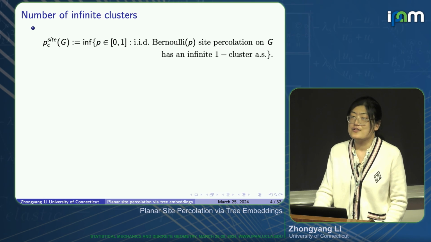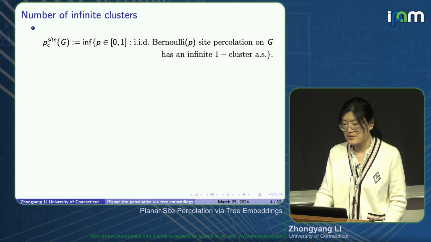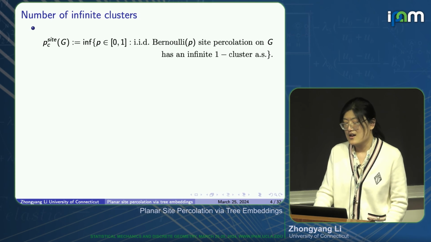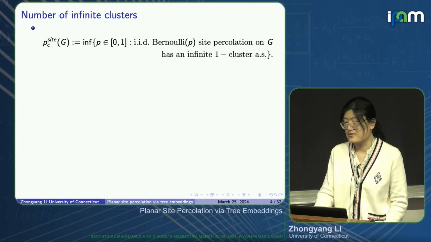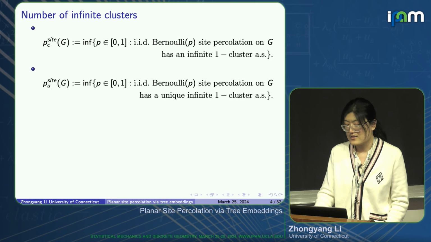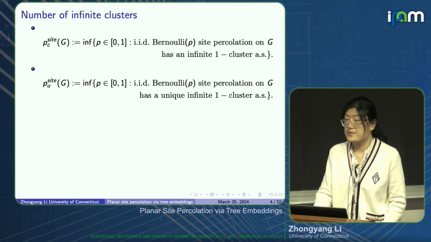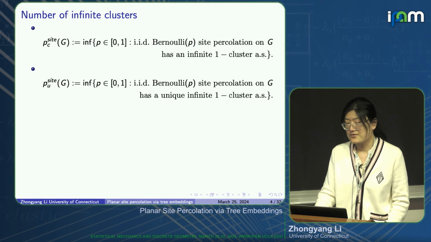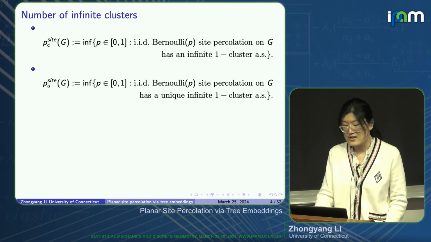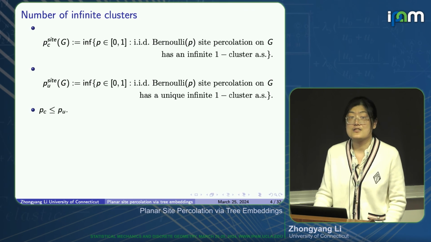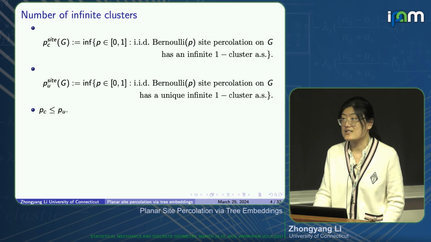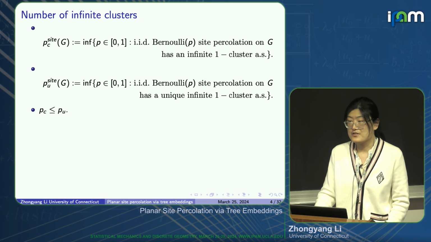To that purpose, people define different critical percolation probabilities. The probability p_c^site is the infimum of p such that i.i.d. Bernoulli p site percolation has an infinite one cluster, and p_u^site is the infimum of p such that there is a unique infinite one cluster almost surely. From the definition, it is straightforward to see that p_c is always less than or equal to p_u, because if there is exactly one infinite cluster, then there must be an infinite cluster in the first place.